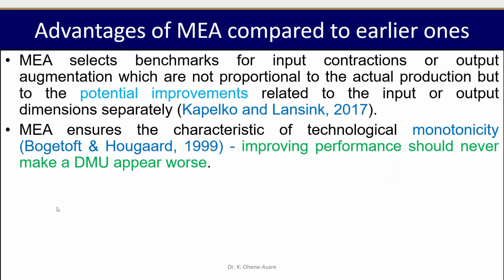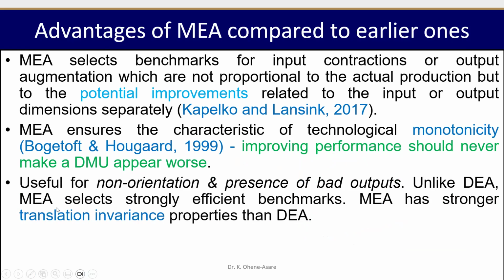All right. Then another advantage is that it's good for non-orientation. I told you that most of the non-radial models are good for non-orientation. And also if they are bad outputs, most of you are doing bad outputs in banking, bad outputs in energy, like pollution, like non-performing loans. This is where MEA is good, but SBM is also good for that. But compared to DEA, MEA selects the strongly efficient benchmark. You see that word? Not the weakly efficient benchmark.